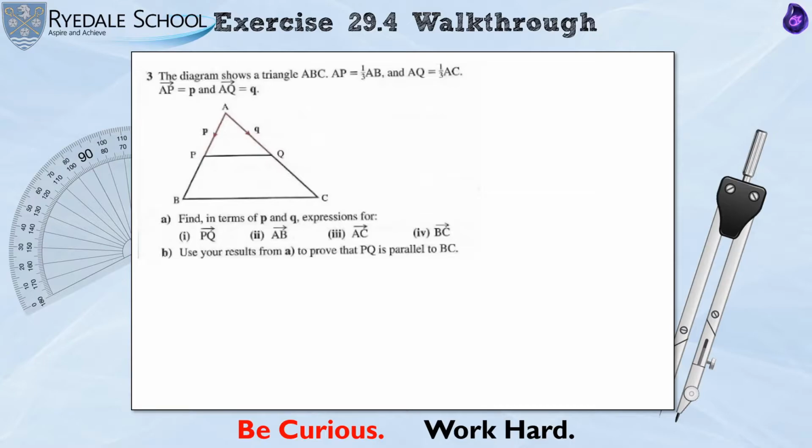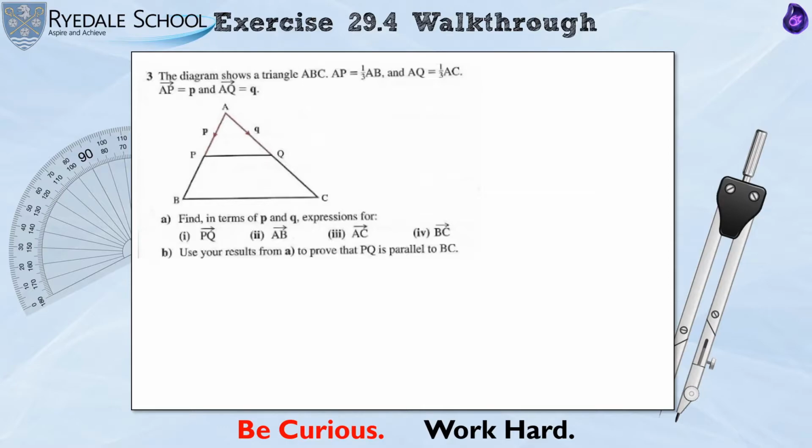Okay, let's take a look at question 3. Things are starting to get a little bit more interesting now. The diagram shows a triangle, ABC. AP is a third of AB. AQ is a third of AC. Okay, this certainly is not drawn accurately. And AP is p and AQ is q. And then we've got lots of little vectors to find in a moment.